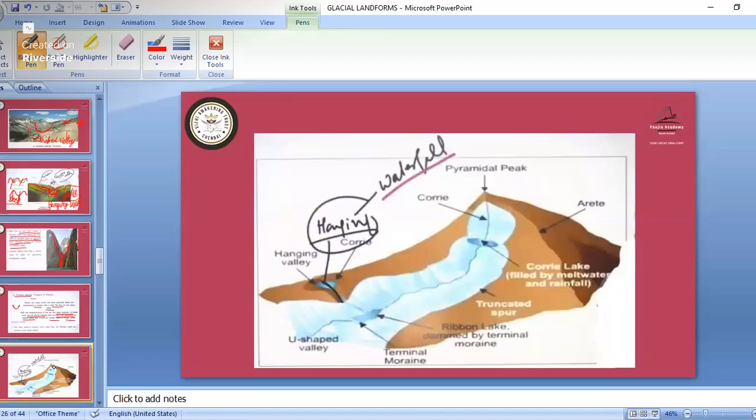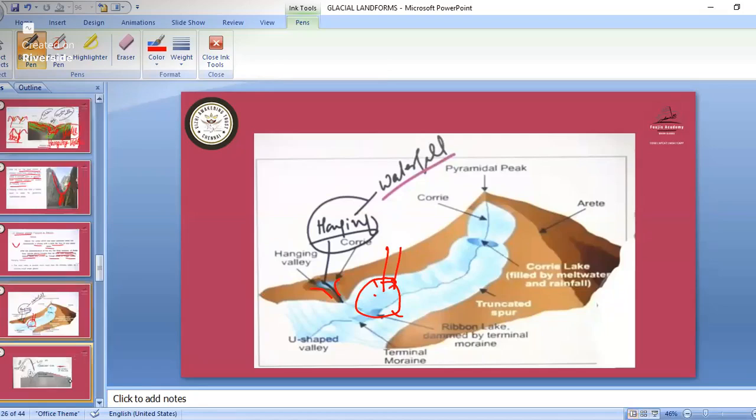Now in this part, you can all see we have the hanging valley formation over here. When the water is falling down, it might be causing a depression in that part. When it causes the depression and water gets filled up in that area, that lake will be known as a ribbon lake, that we have seen.